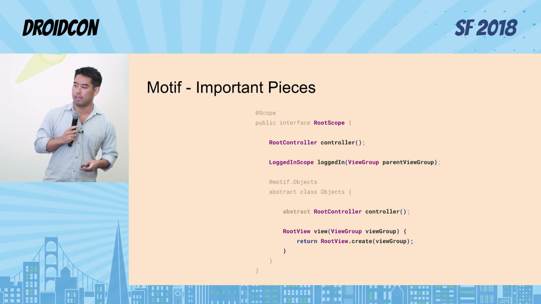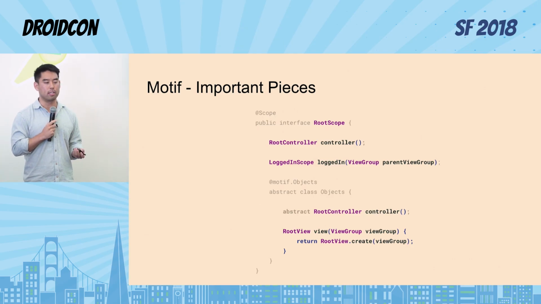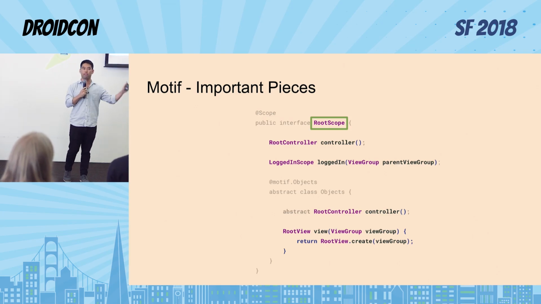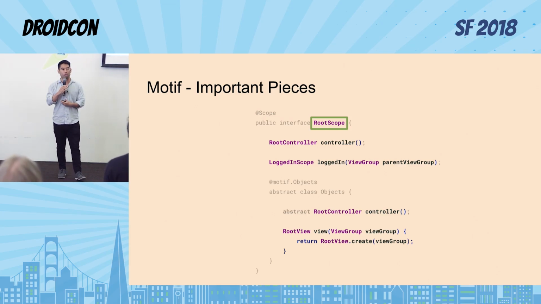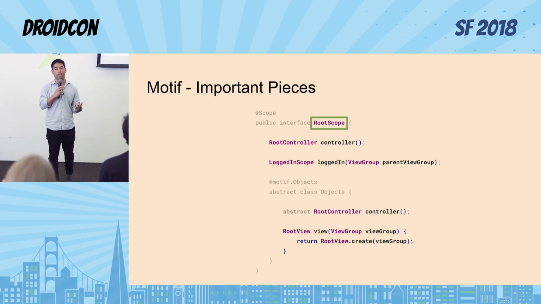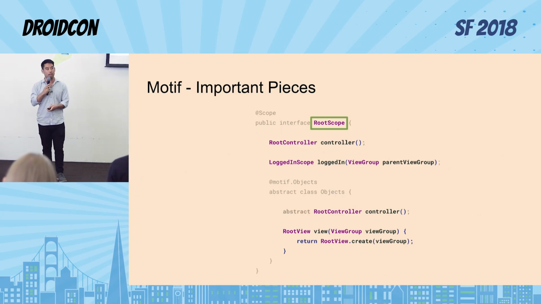So we'll go through each of these again and define what it's doing. At the top level, we have the root scope, and this is analogous to the Dagger component. This is just the top level interface that defines the container for all the dependency injection logic. And Motif does a very similar thing to what Dagger does in that it will generate the implementation of this root scope interface, right?